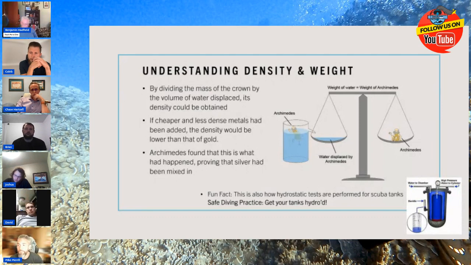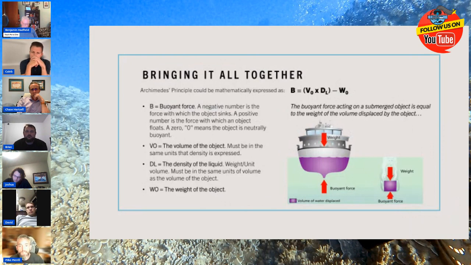So what does this all mean for diving? We haven't really talked much about that. It's a fun story, but I really want to bring it all together. Using those same concepts from his experiment, Archimedes came up with a mathematical formula that could help us understand not only density and weight, but the relationship between those factors and how they result in whether or not something will sink or float. And that formula is here. His two-volume book boils down to this formula: buoyancy, or the buoyant force, equals the volume of the object times the density of the liquid minus the weight of the object.